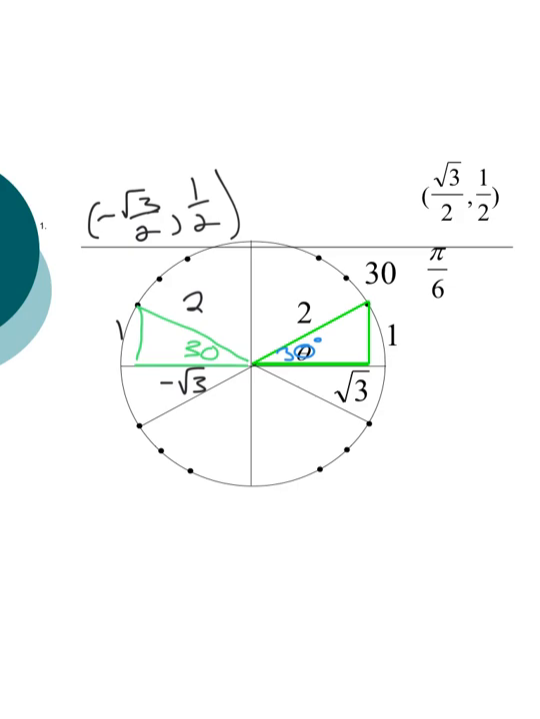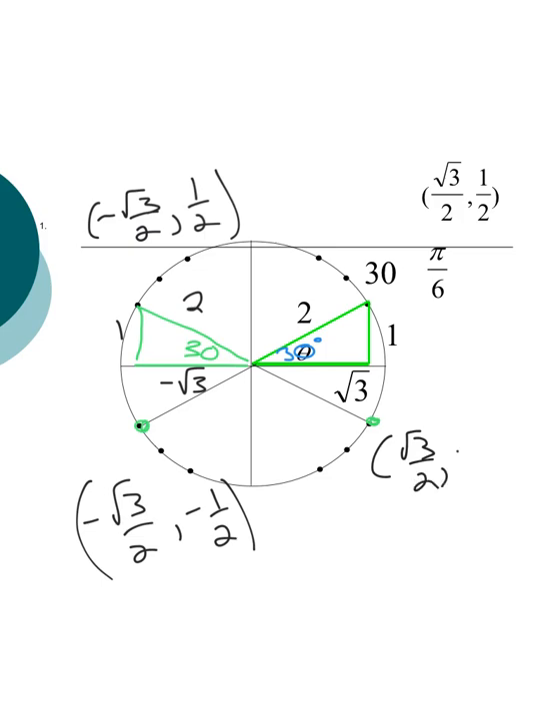If I go down into my third quadrant, for my ordered pair, they're going to both be negative. So I'm going to have a negative radical 3 over 2 and a negative 1/2. And then into my fourth quadrant, we know the cosine has to be positive. So when I go to do my ordered pair, I'm going to have a positive radical 3 over 2, but I'm going to have a negative 1/2 because the sine is actually negative.